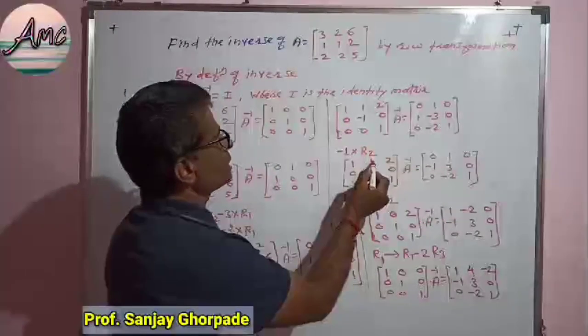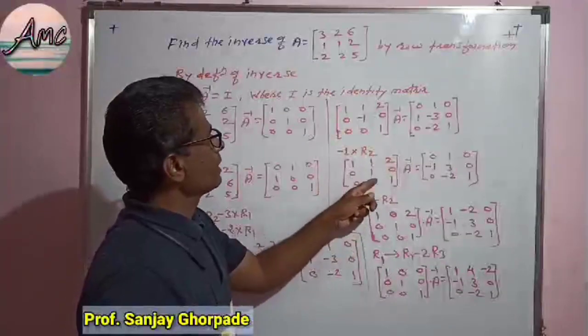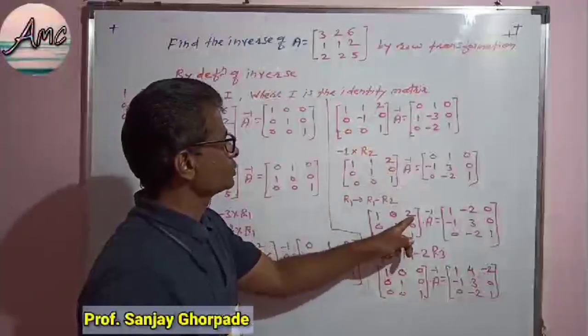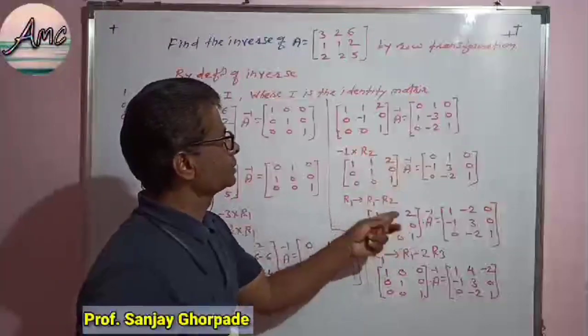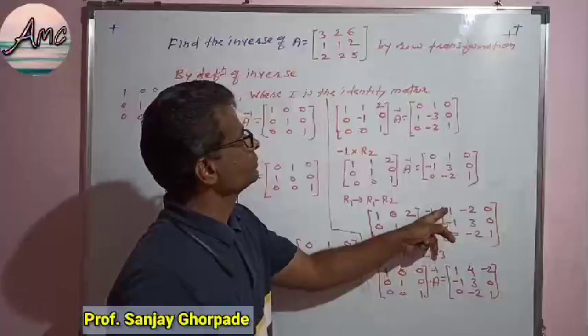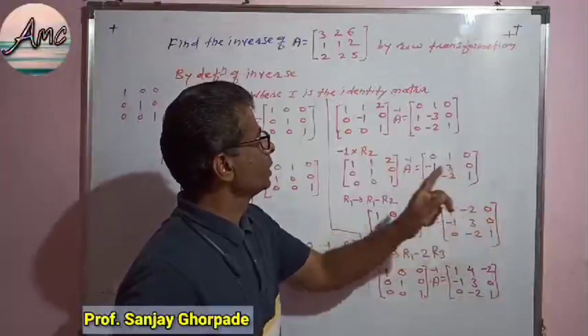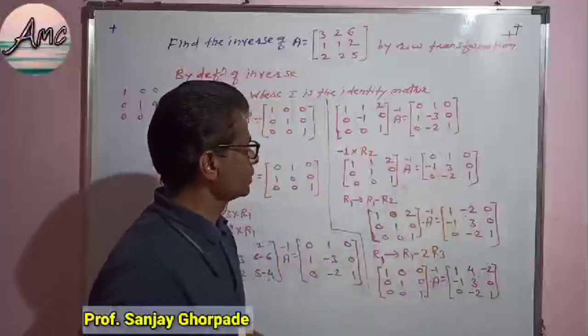Now I am going to make this element 0 by taking R1 minus R2. So 1 minus 0 is 1, 1 minus 1 is 0, 2 minus 0 is 2. Second row, third row as it is. Here also R1 minus R2: 0 minus minus 1, that is 0 plus 1 is 1, 1 minus 3 is minus 2, 0 minus 0 is 0. Second row as it is, third row as it is.